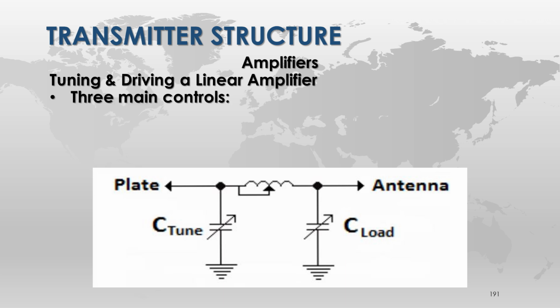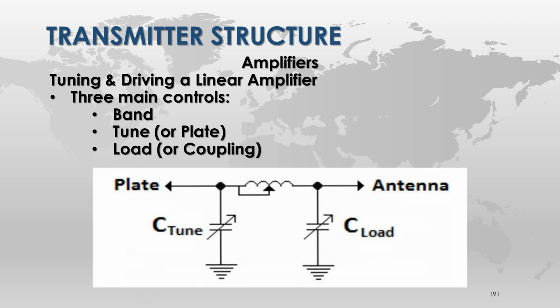Tuning and driving a linear amplifier. Three main controls: the band, the tune or plate, and the load or coupling. So you saw the little capacitor that you turn and the plates mash together. Larger ones of those in a box, and you've got two capacitors and an inductor. And you dial those two in until you get the most noise you can hear. And you dial in the inductor until you get the most noise you can hear. And then you do a low power tune and see how your SWR is and adjust.